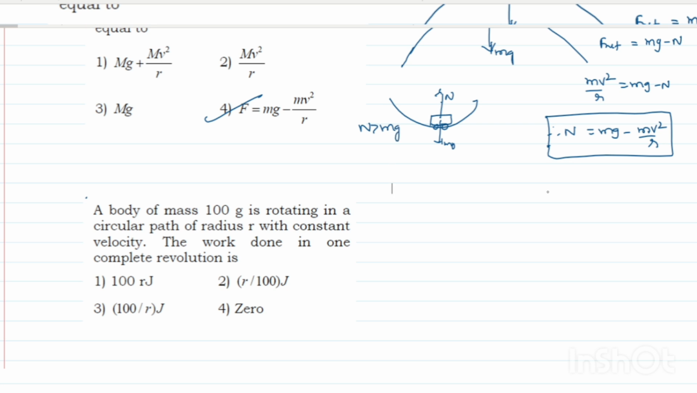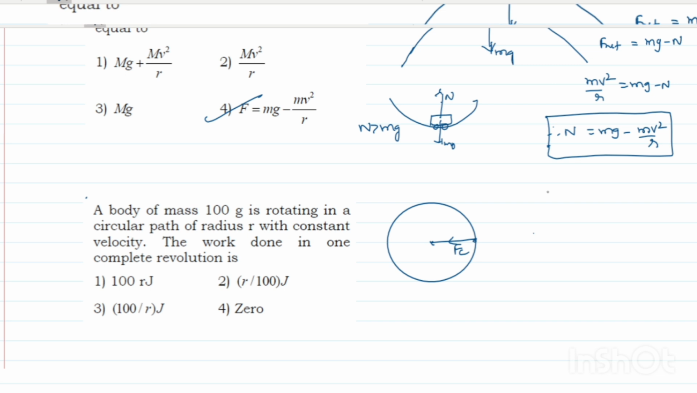A body of mass 100 gram is rotating in a circular path of radius r with a constant velocity. They are asking for the work done in one complete revolution. Here the force is a centripetal force, since it's moving in a circular path.